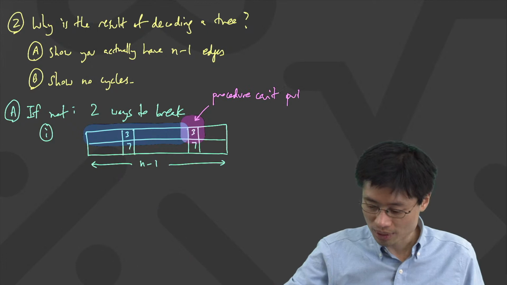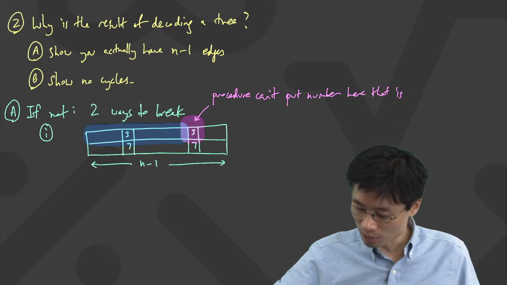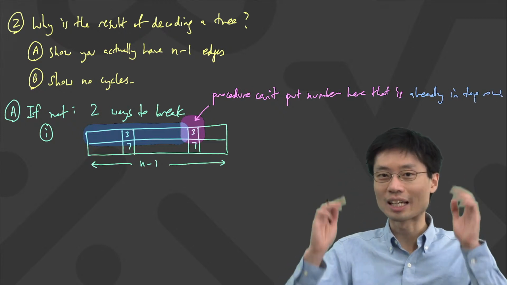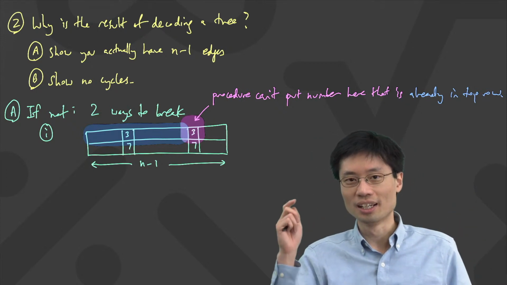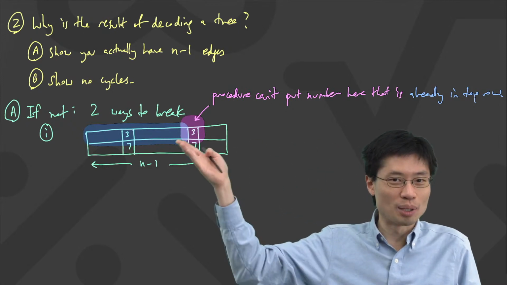Can't put a number here that is already in the top row. Okay, so that's how that doesn't break. And there was something else that's probably kind of trivial that I didn't mention before, which is that I can't have like 3 above 3. But that's just because, obviously, the bottom row thing would break it.